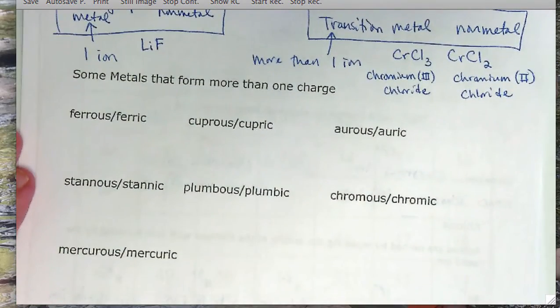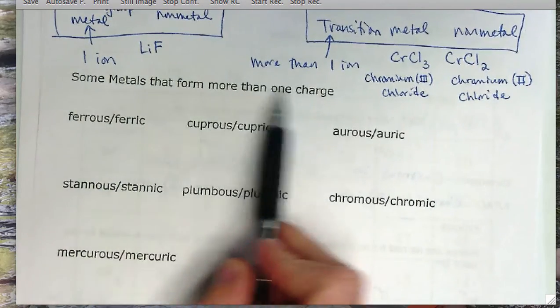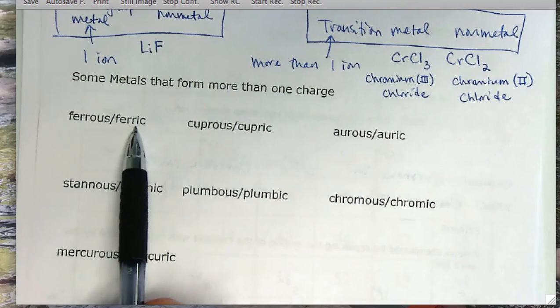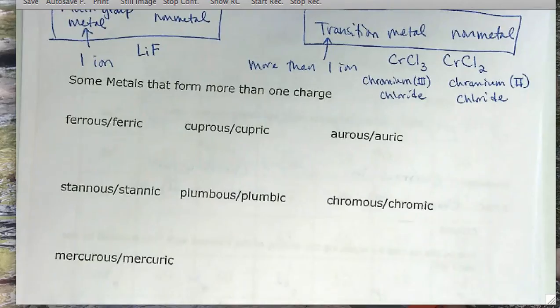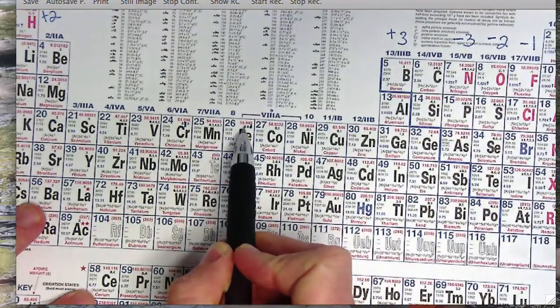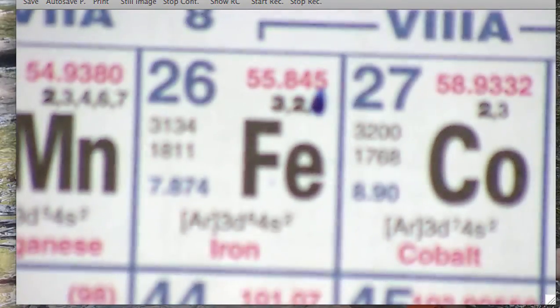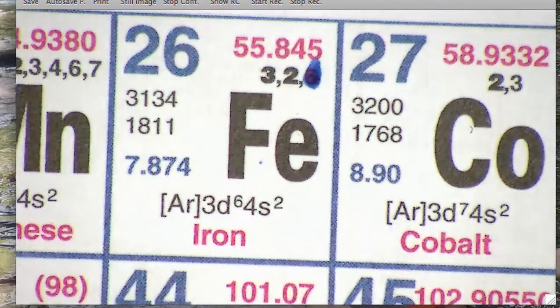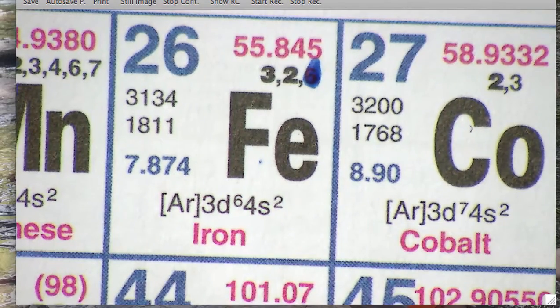Are we going to practice these more? Of course. Practice makes perfect. Okay, so some metals that form more than one charge: ferrous, ferric. Ferrous is iron. I want you to look up iron. Tell me what charges iron can have. 3 and 2. Because we crossed out the 6. You crossed out the 6. Okay, so ferrous is going to be Fe2 plus. Ferric is going to be Fe3 plus.